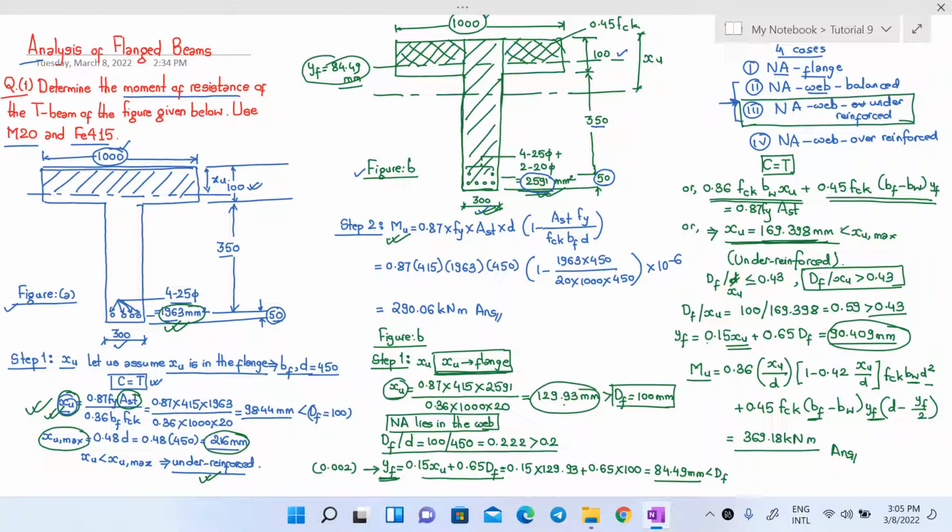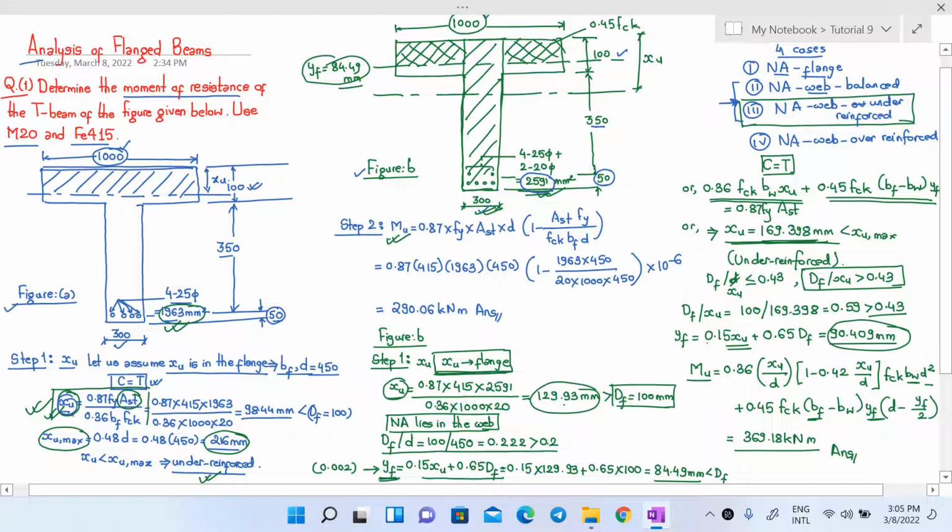So you can see the difference here. If it were a simple T-beam in which the neutral axis lied in the flange itself, then this equation was sufficient to calculate the depth of neutral axis. But when the neutral axis lies in the web, only this equation is not sufficient. We have to determine a value of yf and then use it in this equation to determine the value of Xu. Next, we compared Xu with the limiting value or the maximum value of Xu and found that our beam was under-reinforced.